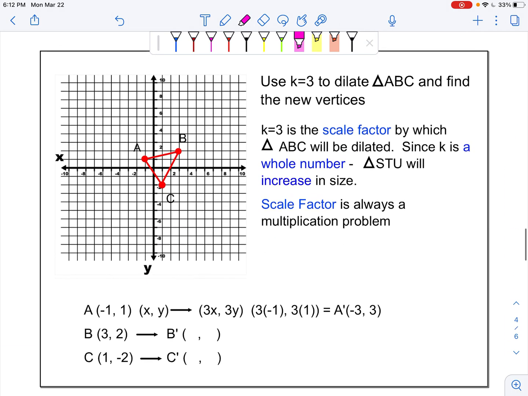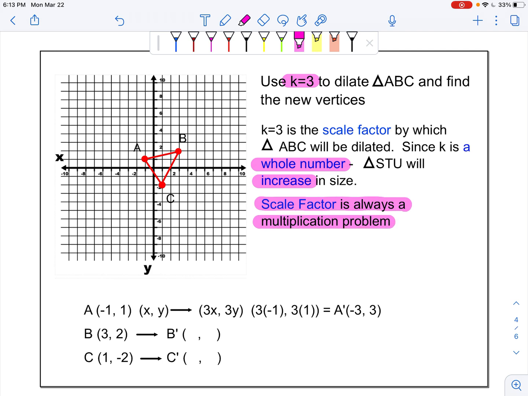So let's just look at this one. Here we have a k factor of 3. And so what that means is we're going to dilate this triangle ABC using the scale factor of 3. And since k is a whole number, it is going to increase in size. So it's actually going to get 3 times larger. And here's that scale factor is always a multiplication problem.